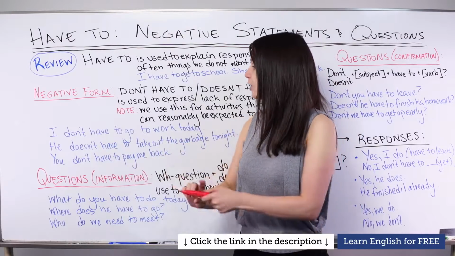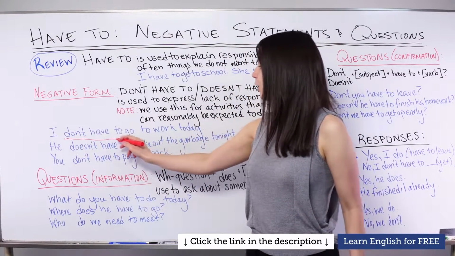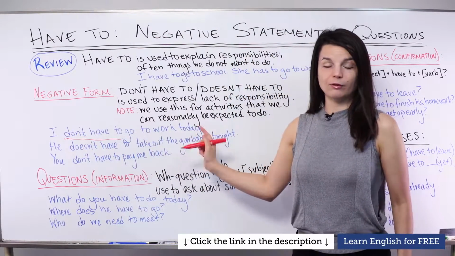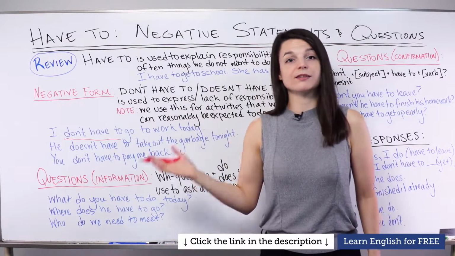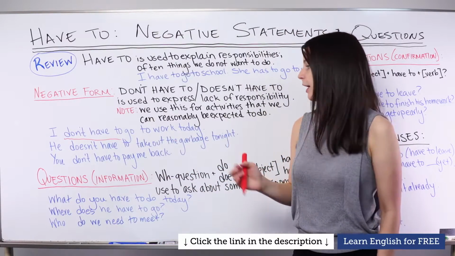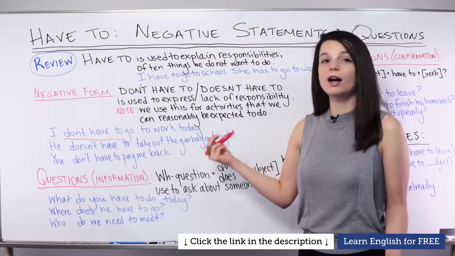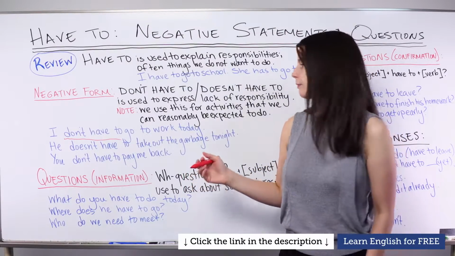First, I don't have to go to work today. For example, I took the day off. This is a reasonable expectation. I don't have to go to work today. It's a holiday, for example.